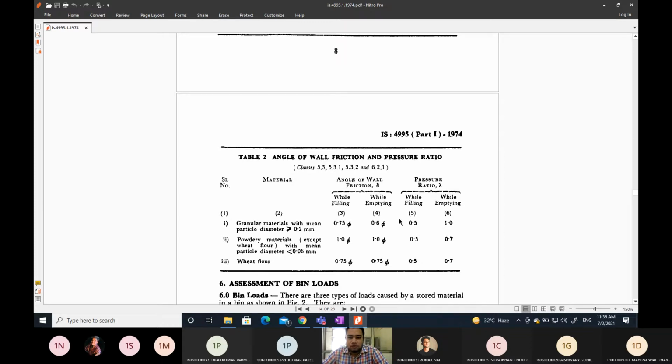So the governing case will also depend upon the size of the mean particle diameter. These are the values of internal friction and pressure ratios K, which is the ratio of horizontal to vertical pressure.